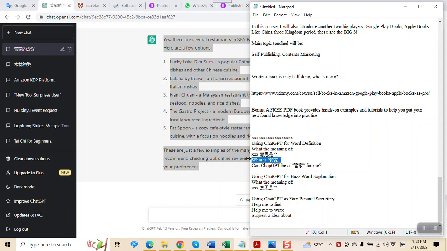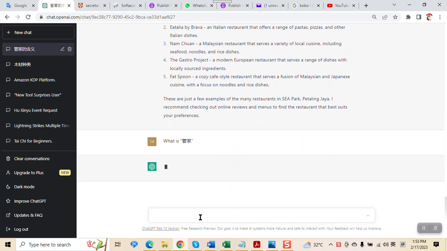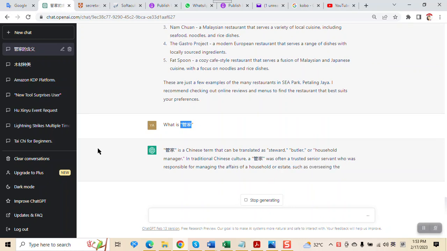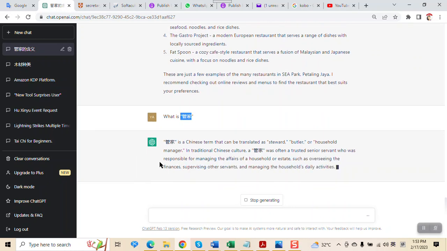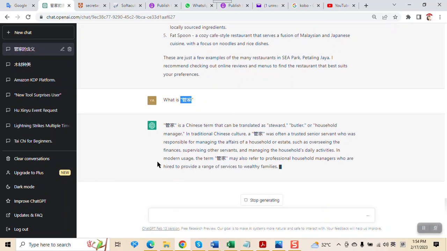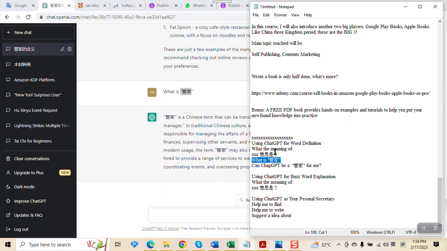For example, it's 管家, something like a manager, steward, butler. 家 means family, family manager. Yeah, let me check. 管家.